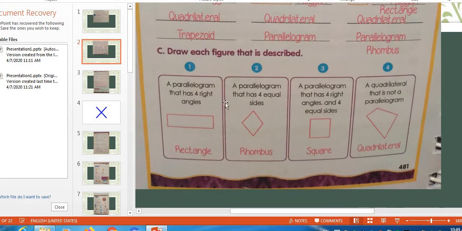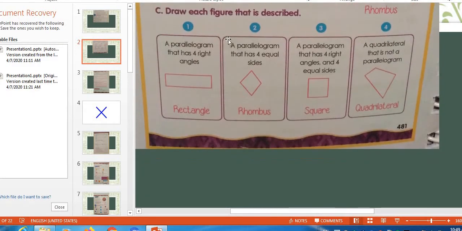Draw each figure that is described. A parallelogram that has 4 right angles, it's easy, here I can draw a rectangle or a square. A parallelogram that has 4 equal sides, a rhombus or a square. A parallelogram that has 4 equal angles and 4 equal sides, a square, because here it says equal sides and equal angles, and the equal angles are right.